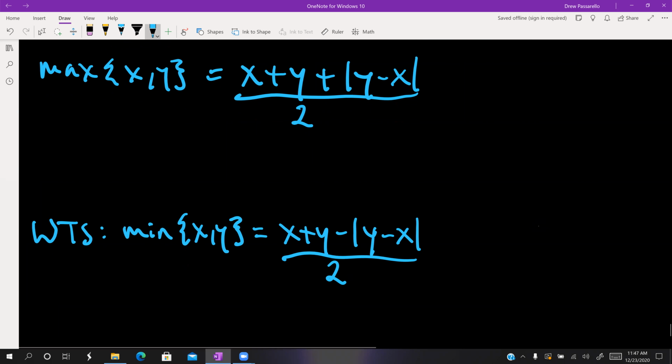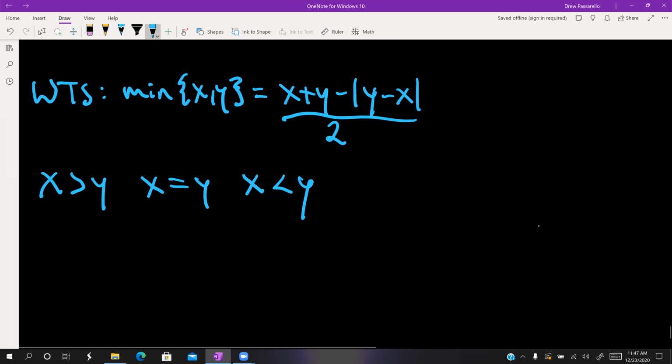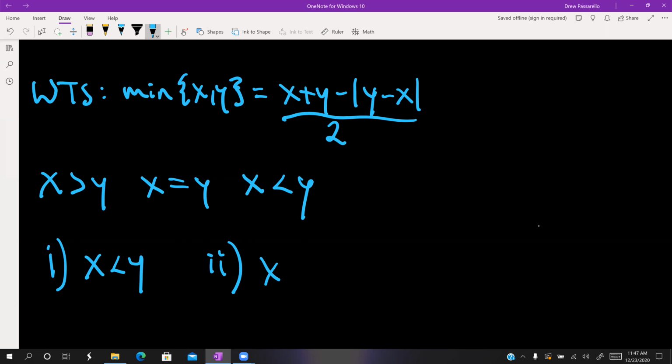And I'll have two cases, really 3, right? Because we could have x greater than y, x equal to y, or x less than y. So I'm going to break it up so that we have two cases where one of them is going to involve an equal to as far as the inequality sign, because it's handled the same way. So we're going to have either x is less than y or x is greater than or equal to y.